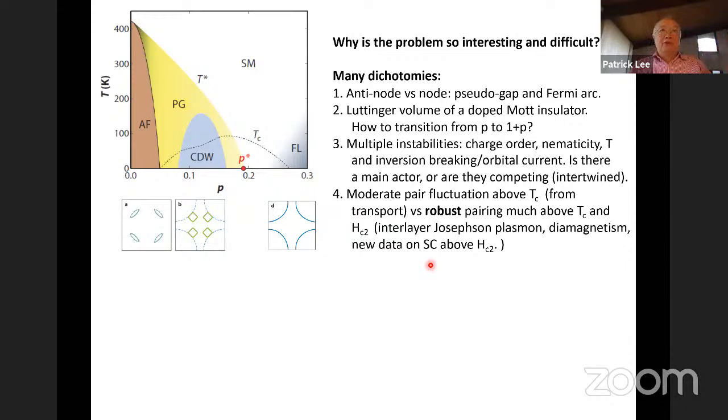Huan Ong and his group had long argued for large diamagnetism in this whole region. And at the end of the talk, I'll show you some new data on pairing. There's evidence for superconductivity for magnetic field much higher than HC2. So this is another issue that we face. Is this region characterized by very strong pairing fluctuation or not? Okay.